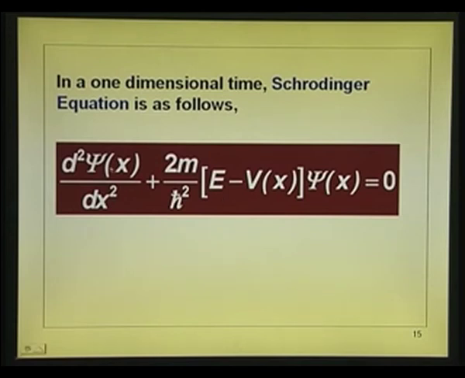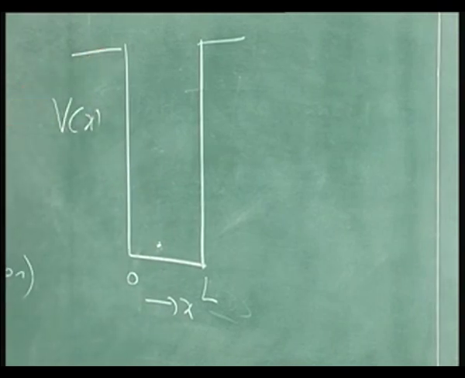So, psi is the probability function, the wave function, and psi square is the probability of finding the particle in a volume with certain k. m is the mass, h bar is h by 2 pi, where h is Planck's constant, E is the energy of the particle as a function of x and momentum. V of x is the potential at that point. For example, if you take this, the V of x, if you take it as 0 here, it is V naught here.